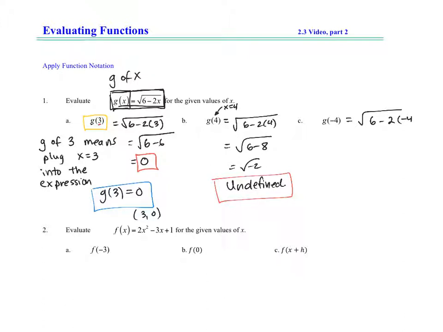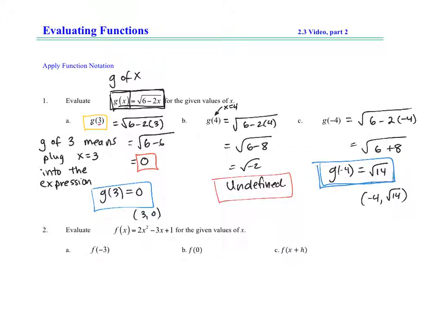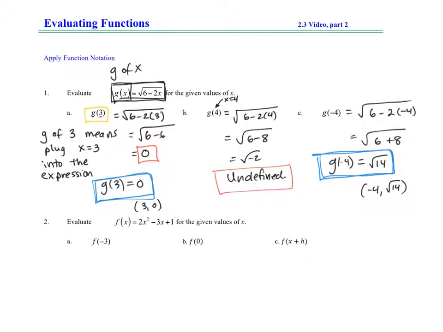Next one, we go to our function g, and every time we meet an x, we're going to replace it with negative 4. So we would get the square root of 6 plus 8, so the square root of 14. And remember that notation, g of negative 4 equals the square root of 14, that is an ordered pair. x is negative 4, y is the square root of 14. Input of negative 4, output of the square root of 14. So it's not an equation here, it's an ordered pair.